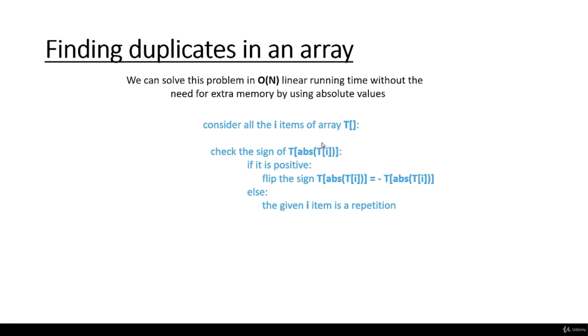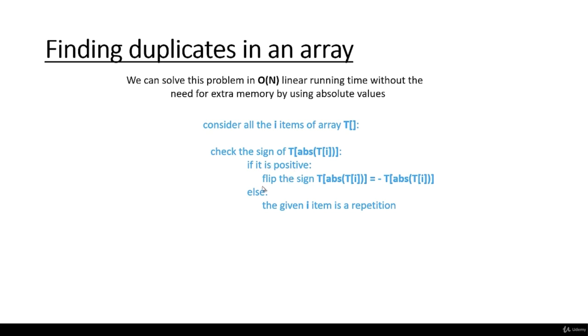So the value within the array is going to represent an index again, as you can see. And basically we just have to check the sign. If the sign is positive, then we have to flip the sign. Of course, we just have to negate this entity. Otherwise, the sign is negative because we have already flipped the sign earlier in one of the previous iterations, so it means that the given item with index i is a repetition. So basically, that's all about the algorithm.